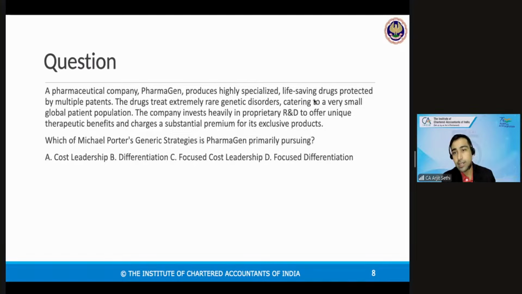People who are saying focused cost leadership mean where you bring down your cost and you pass on the benefit to the customer. But here the company is investing heavily in R&D. They're spending money. They're not saving money. They're not trying to reduce the cost. They're trying to spend more and thereby they charge also more. So the correct answer becomes focused differentiation, my friend. They're not cutting costs. They're investing heavily and charging a premium. Focused differentiation. No problem.